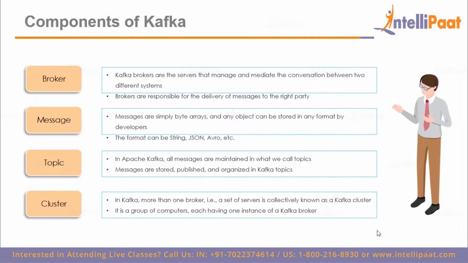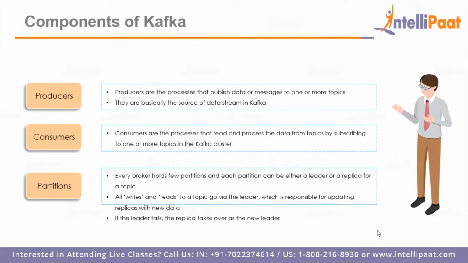So let's say if you have 3 computers, then all of these 3 computers or servers would have one instance of a Kafka broker. So next up, we'll understand what exactly are producers. Producers are the processes that publish data or messages to one or more topics. These would come at the front end, or these are basically entities which would generate all of the data, and they are basically the source of data stream in Kafka.